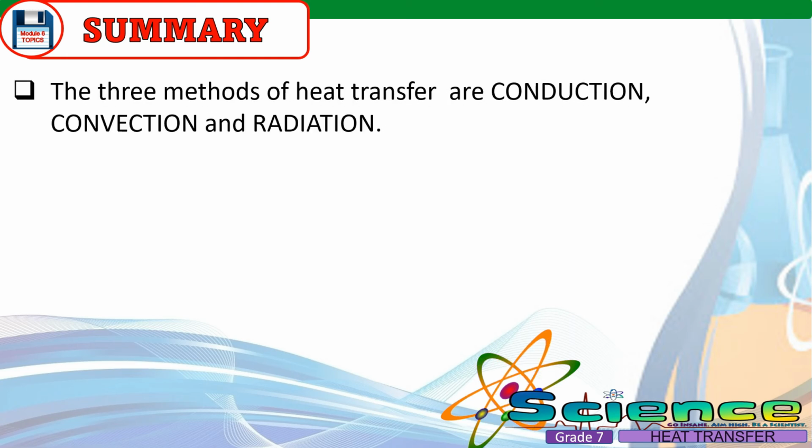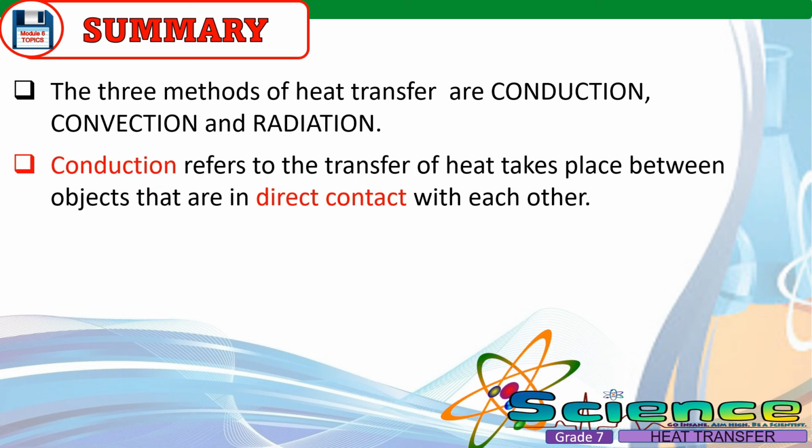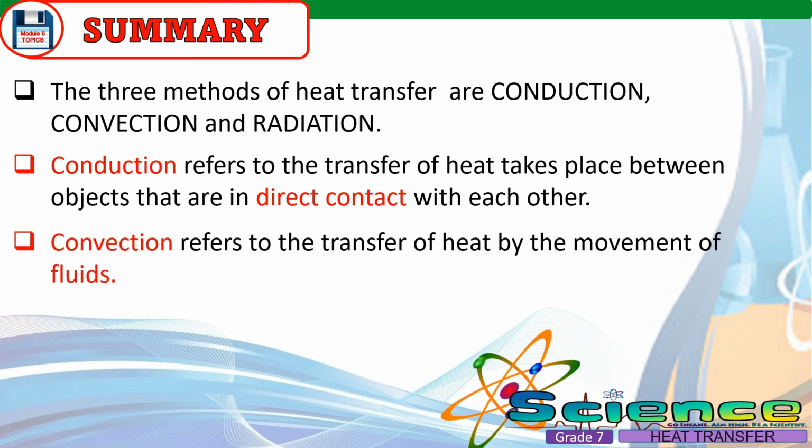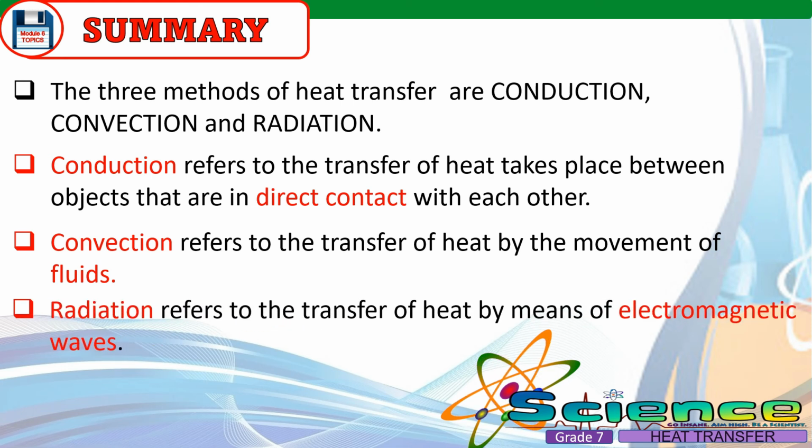The three methods of heat transfer are conduction, convection, and radiation. When we say conduction, this refers to the transfer of heat between objects that are in direct contact with each other. Convection refers to the transfer of heat by the movement of fluids, and radiation refers to the transfer of heat by means of electromagnetic waves.